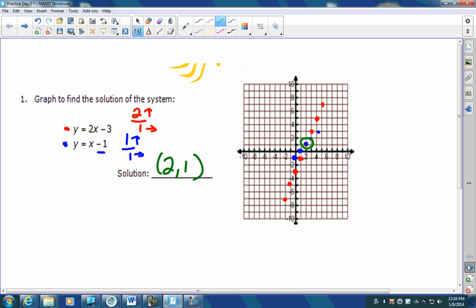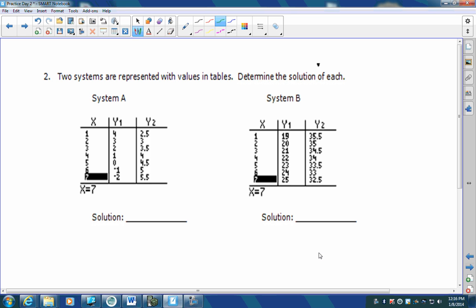Number 2. The two systems are represented with values in tables. It says determine the solutions of each. Okay, well, I'm going to look. When we're looking at this for system A, right here, y1 and y2 are the same. You should have gotten the answer to be 2, 3.